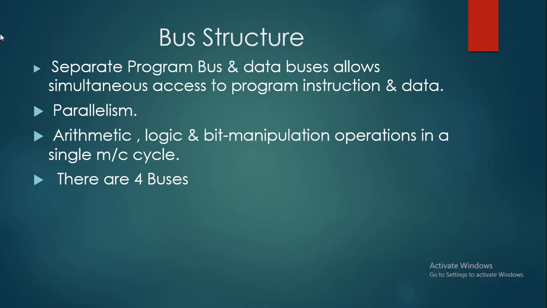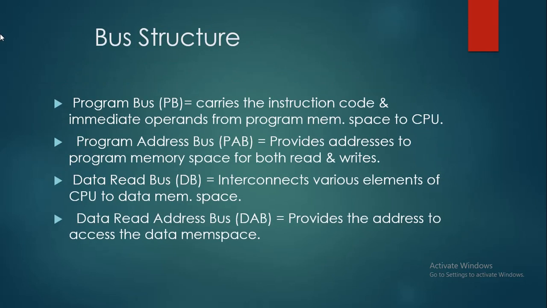It consists of four buses. The four buses are program bus, program address bus, data read bus, and data address bus. The program bus carries the instruction code and immediate operands from the program memory space to the CPU, and the program address bus provides the addresses to the program memory space for both reads and writes. The data read bus interconnects various elements of the CPU to the data memory space, and the data read address bus provides the addresses to access the data memory space.